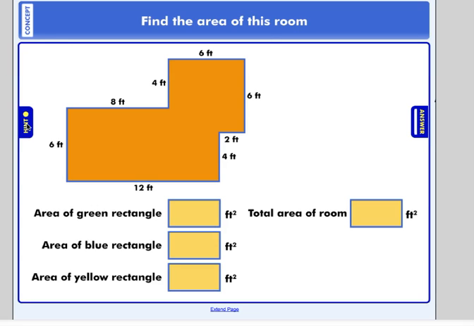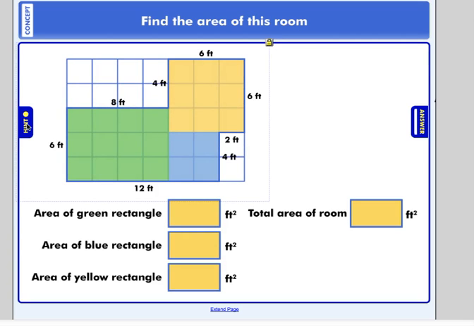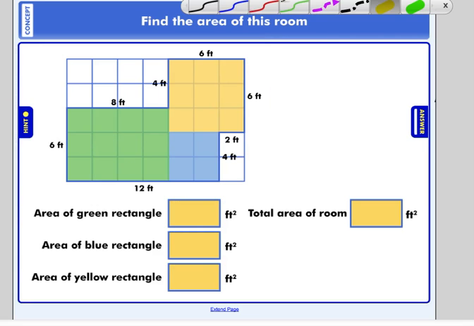There's different ways you can break it up, but here's a hint of one way you could break it up. Notice I broke this up into 3 different rectangles that fill that space. Now I have to find the area of each section. So I've got to find the area of the green rectangle right here. What's the area of that green rectangle?